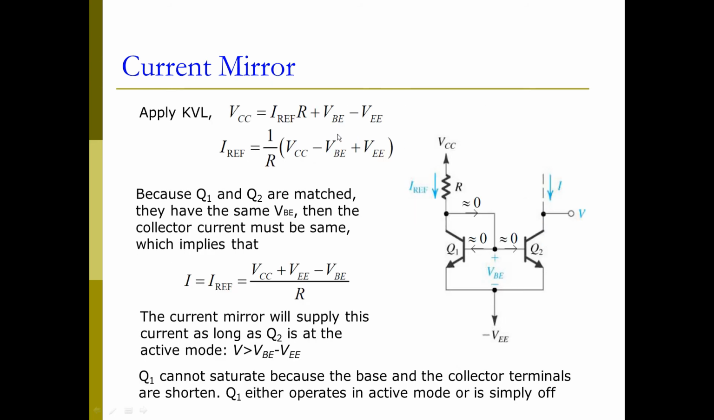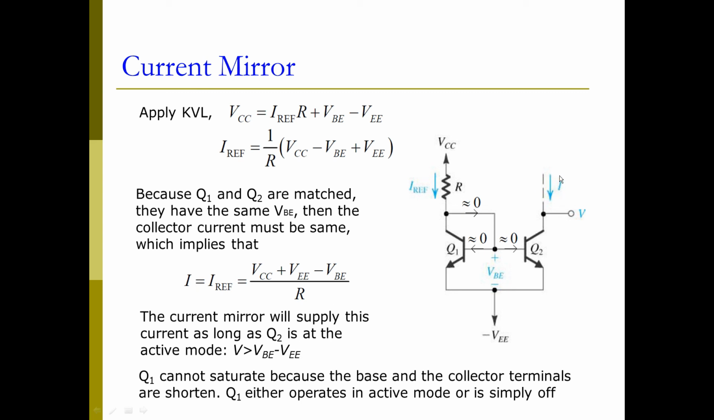If we apply a KVL from VCC to negative VEE here, we can write down the equation: VCC equals I reference times this R, that gives us the voltage drop, plus our VBE minus VEE. And we can get this reference current. Because our two transistors are matched to each other, they have the same VBE, which means their base currents will be the same. If they have the same current, they are going to get the same collector current. So the collector current in Q2 is also the same as the collector current in Q1. So that will give us I equals I reference.